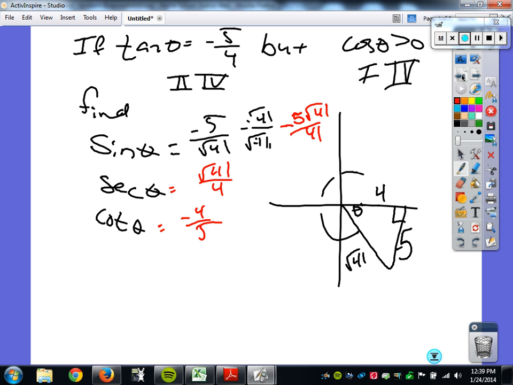Okay, and then I say, okay, where's cosine positive? Quadrant 1 and quadrant 4. So therefore, that's where I went ahead. And then where does 2 and 4 and 1 and 4 meet up? In quadrant 3. Are you okay with that?